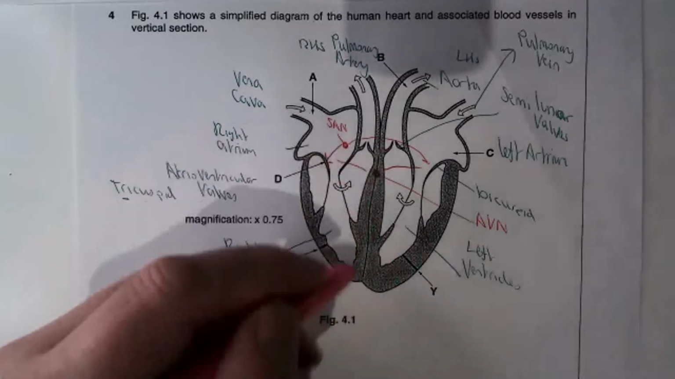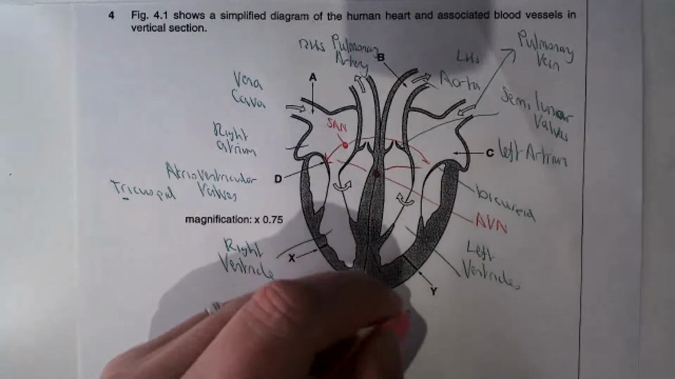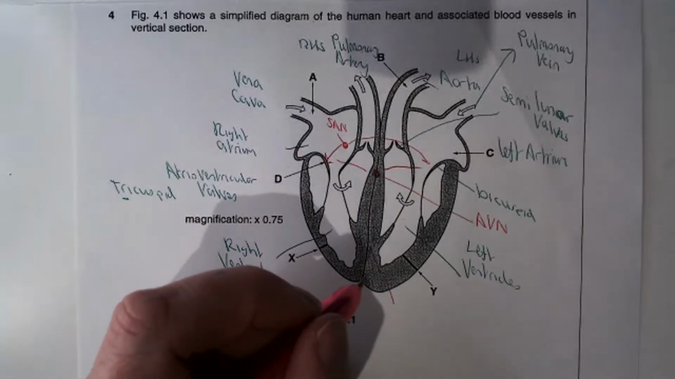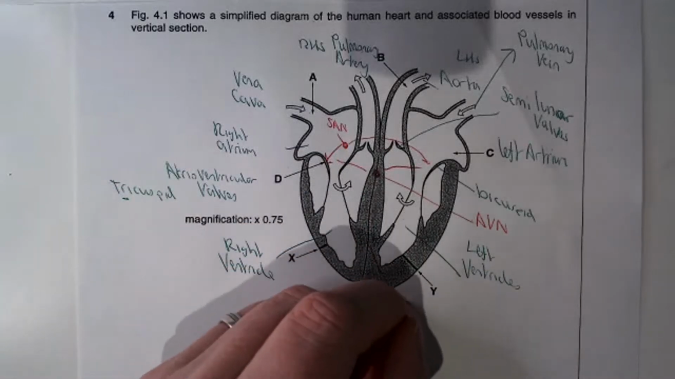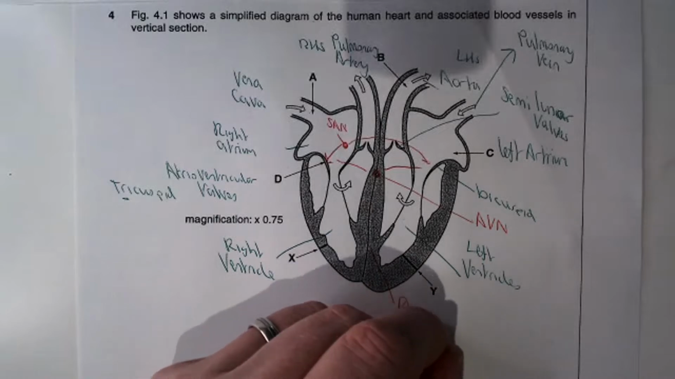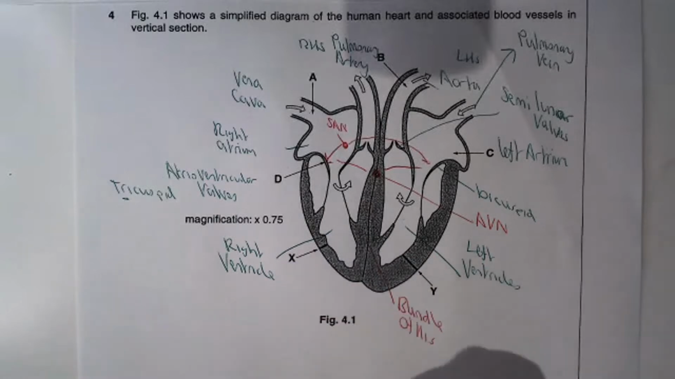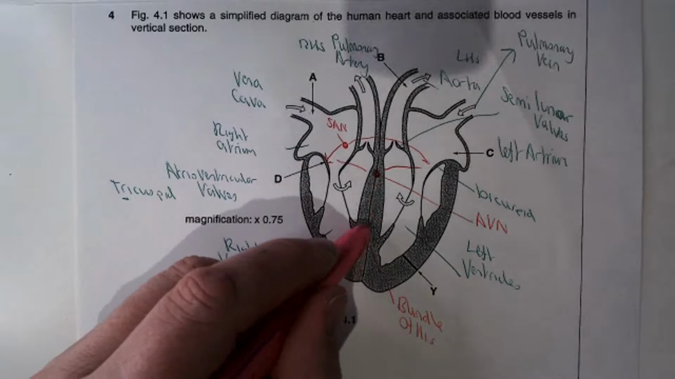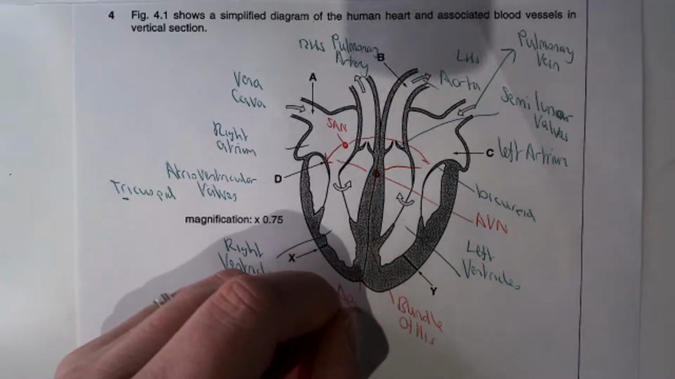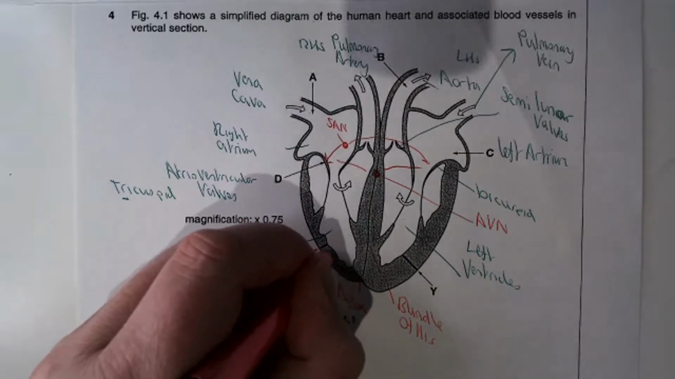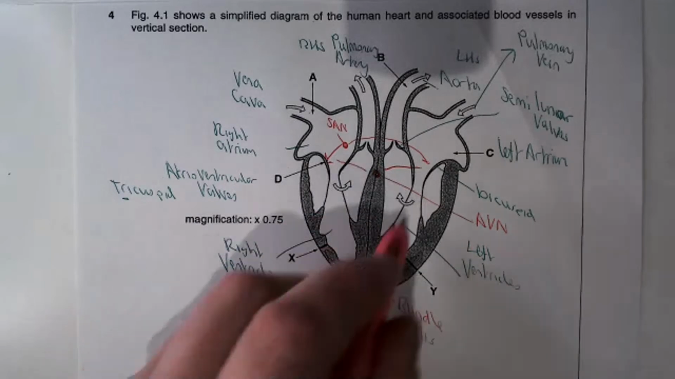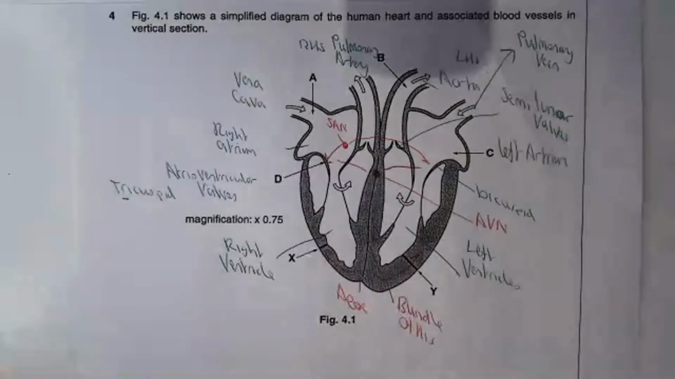And that will then send electrical impulses down this nerve here, which are the Purkinje fibers, or the bundle of His. That will carry the electrical impulse to the apex of the heart and cause the heart to contract from the bottom of the ventricles upwards, so blood is pushed out.